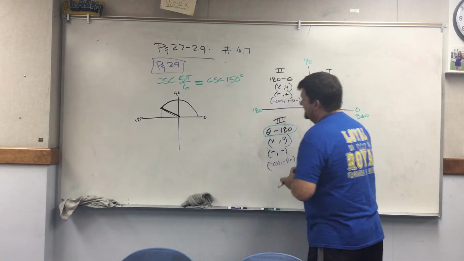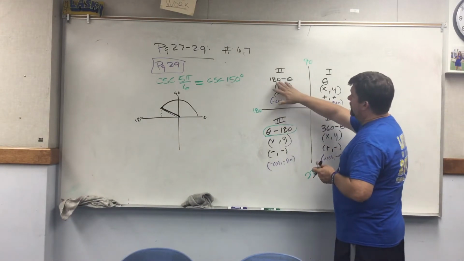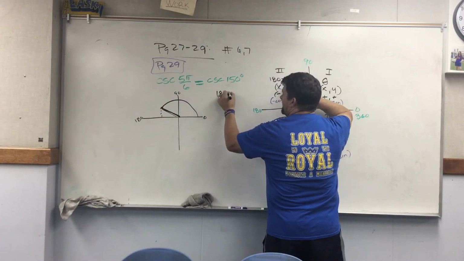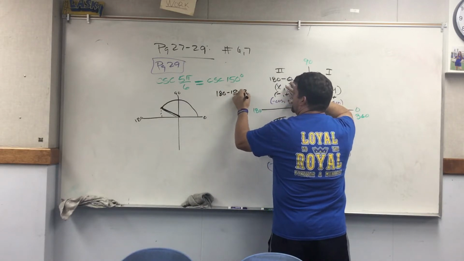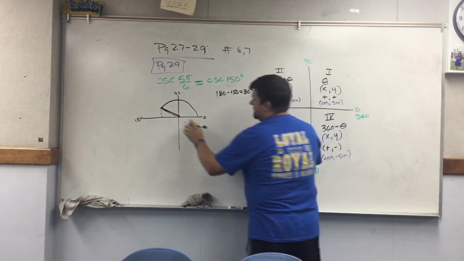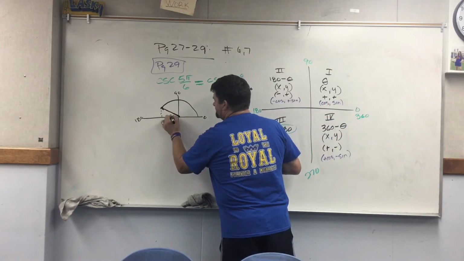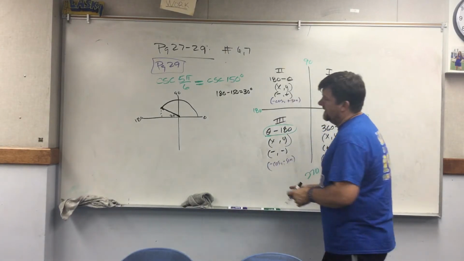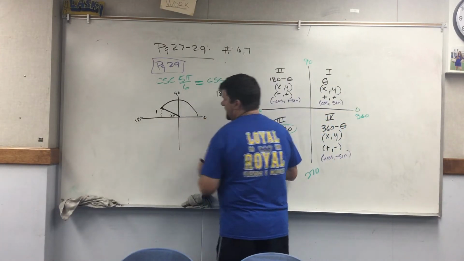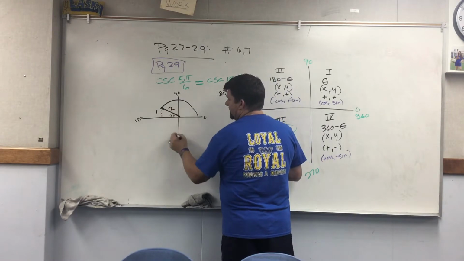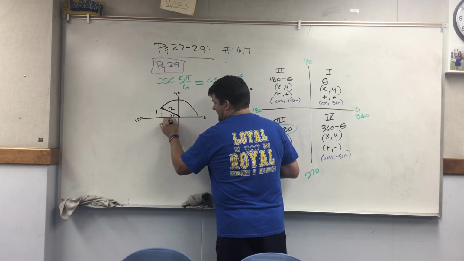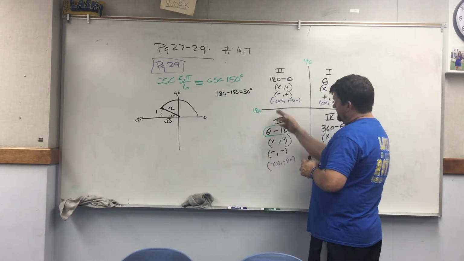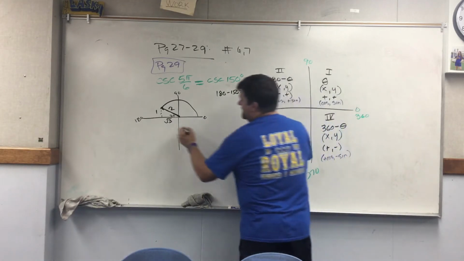I just need a reference angle. My reference angle is 180 minus theta. 180 minus 150 is equal to 30 degrees. 30 degrees is right there. Special right triangles tell me that 30 degrees has a side of 1, a hypotenuse of 2, and an adjacent of root 3. But the x value, up here, the x value is negative.